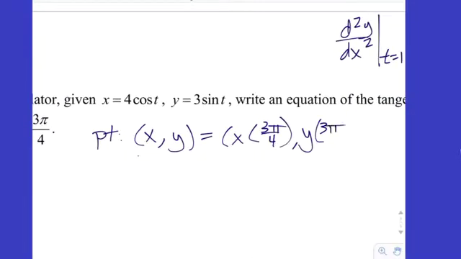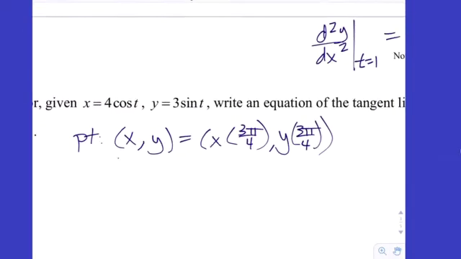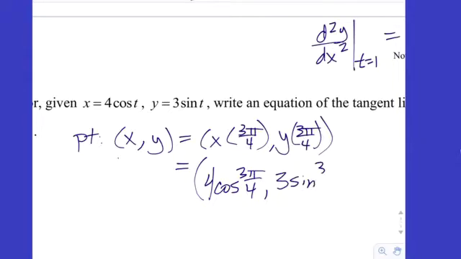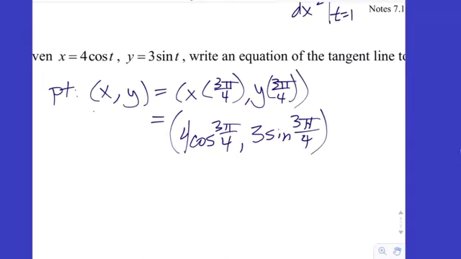So this is kind of what we did yesterday when we were making our little chart for different values of t. Let's go ahead and figure that out first. If I plug in 3π/4 for x, I get 4 cosine of 3π/4. And if I plug that in for y, I get 3 sine of 3π/4. Now you could stop here. These are numeric answers. You could leave it alone like that.